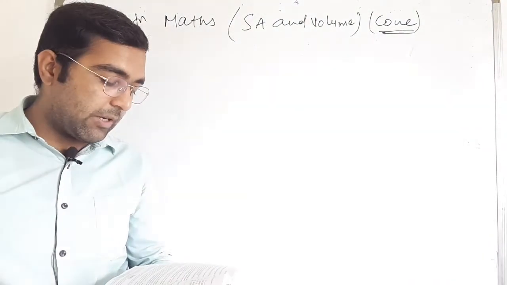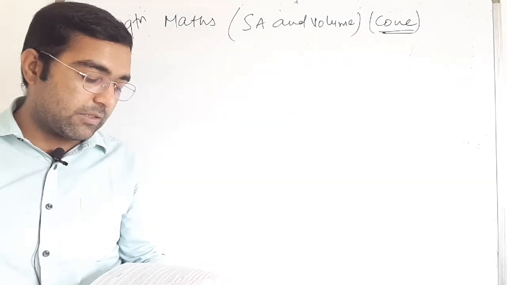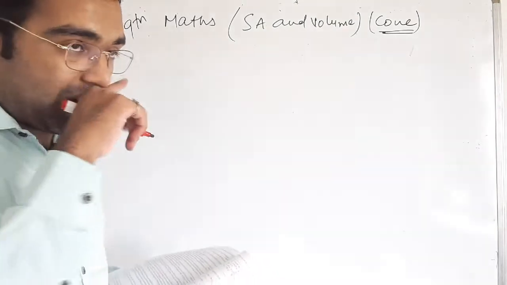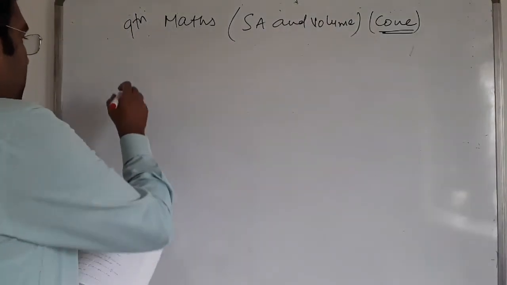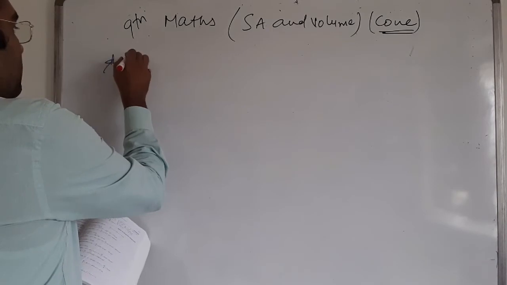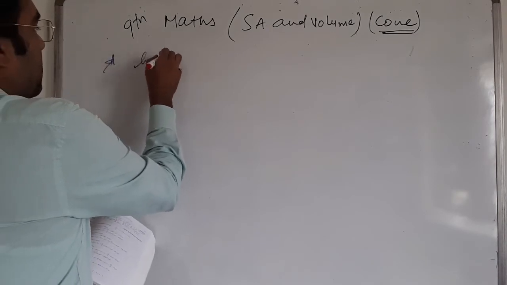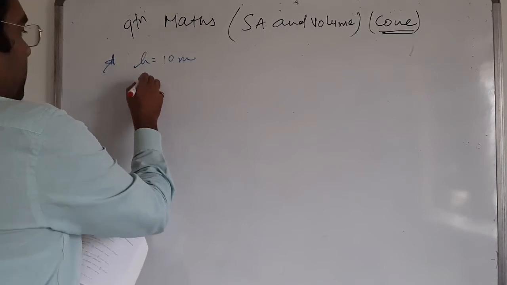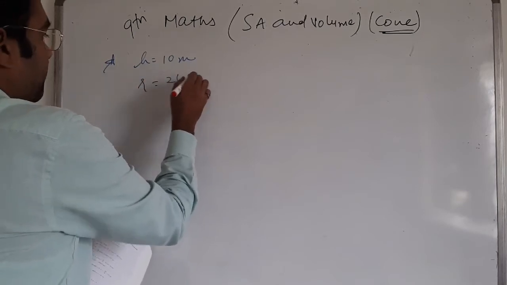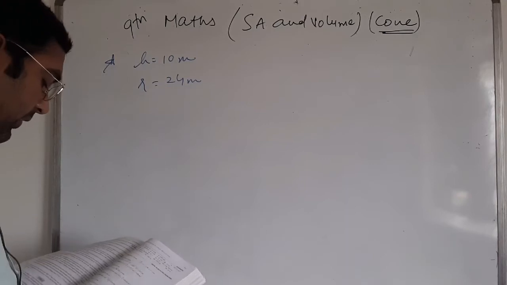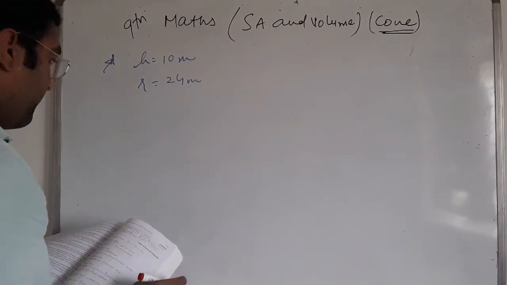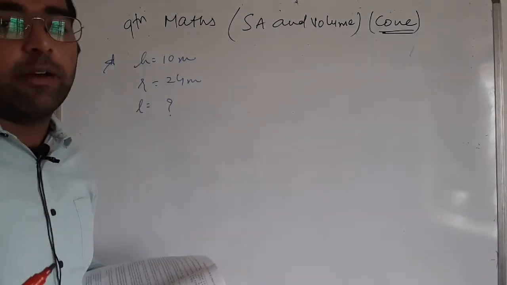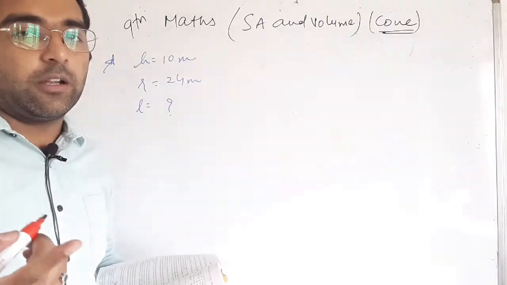So a conical tent is 10 meter height and the radius of the base is 24 meter. There is a conical tent, okay, its height is 10 meter and its radius is 24 meter. So first find the slant height of the tent, that is L, which is required for the surface area of the tent, okay.